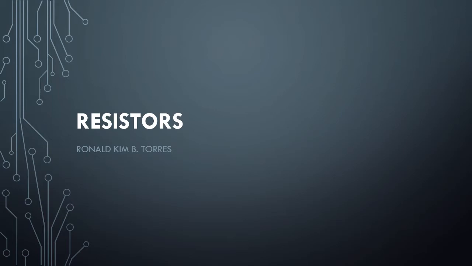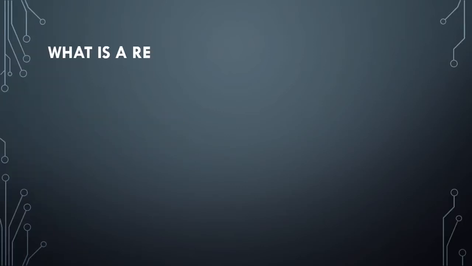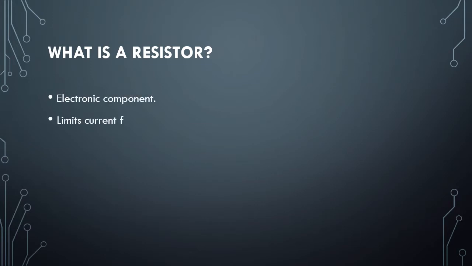So one of the basic components of electronics is resistors. From the word itself, resistor came from the root word resist. So their main function is to resist something. So what is a resistor? It is an electronic component that limits current flow. It resists the flow of current and produces a desired voltage drop.